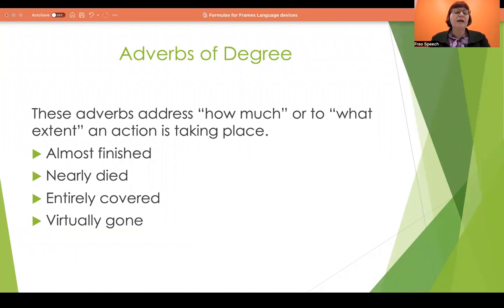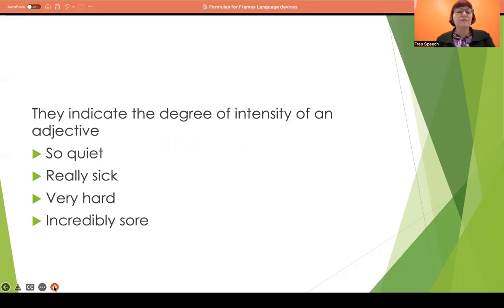Adverbs of degree provide information about how much or to what extent an action is taking place. So they include words like almost, nearly, entirely, virtually. They give a sense of how much or to what extent that verb of finished, died, covered, or gone has taken place. And they indicate the degree of intensity of an adjective as well, not just a verb.